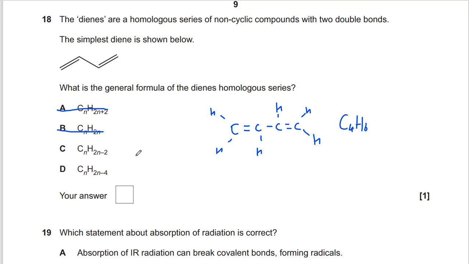CnH2n minus 2, however, this one does work, because let's say I have 4 carbons. 4 times 2 is 8, minus 2 is 6. So therefore the answer is C. If you minus 4, you'd get C4H4, which is not correct either. So again, nice and straightforward. Just literally draw out the structure, count the carbons and hydrogens, and work out which of the general formulae this one fits into. It only works for one of them.